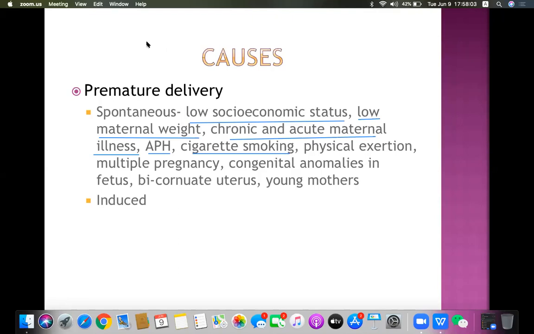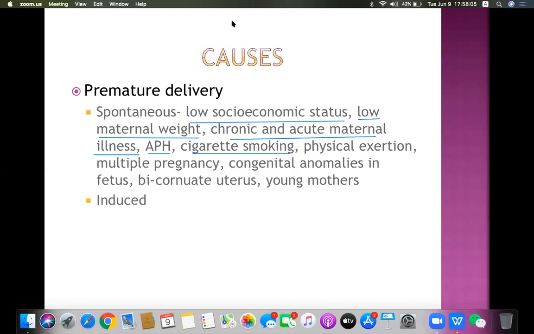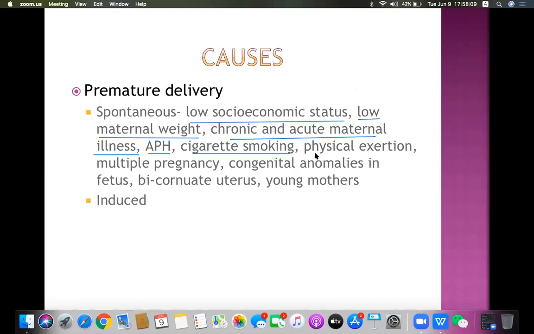Excessive physical exertion during pregnancy is not good. So we say that the lady should take enough rest, especially during the third trimester. Multiple pregnancy, triplets, twins, or even quadruplets: if you analyze those babies, they look smaller and many of them are born premature as well.